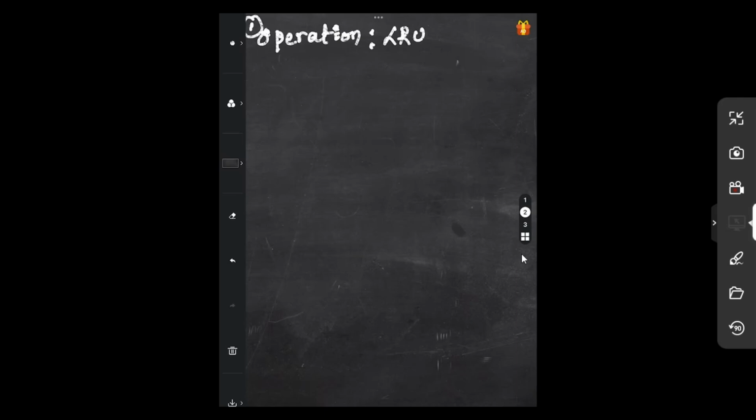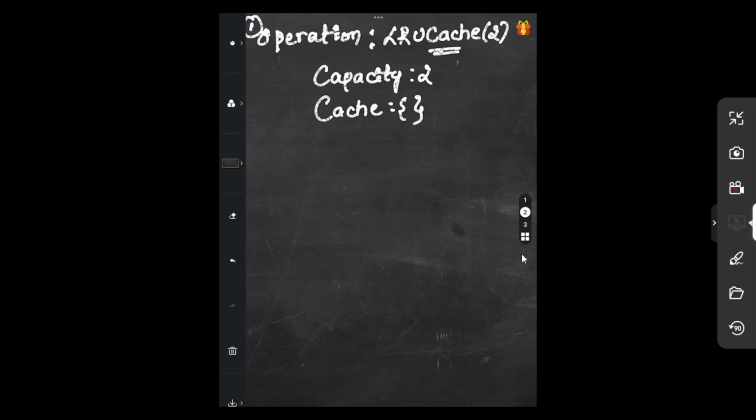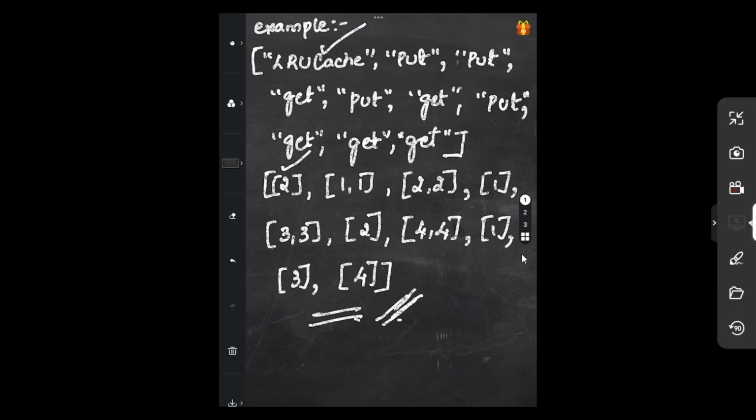The operation will be LRU cache of 2 here. This is fine. A new cache will be created with the capacity of 2, and the cache will initially be empty, right? This will be empty at this point. The output will be null here. For the first one, the output that we got is null, right?